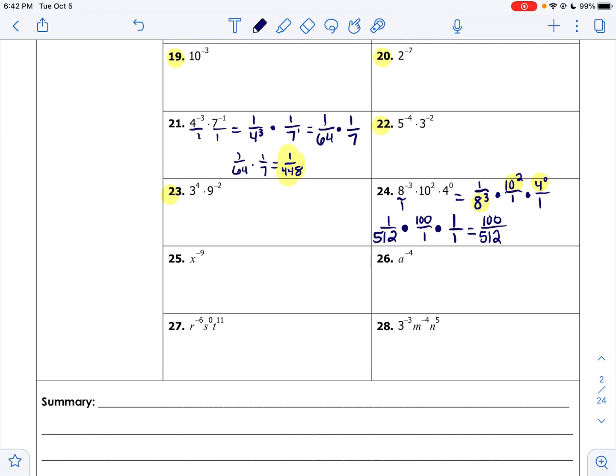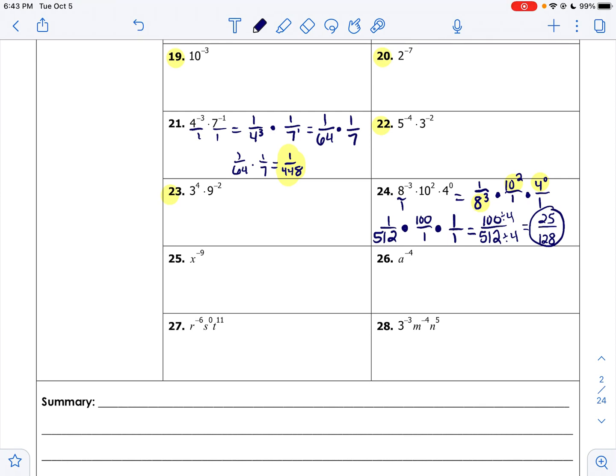And we can all agree that this is not going to divide evenly, but we need to always simplify. So 4 will divide evenly into both of these. So it will simplify all the way down to 25 over 128 for our final answer.